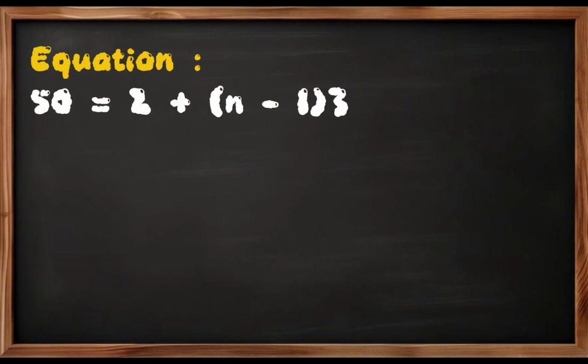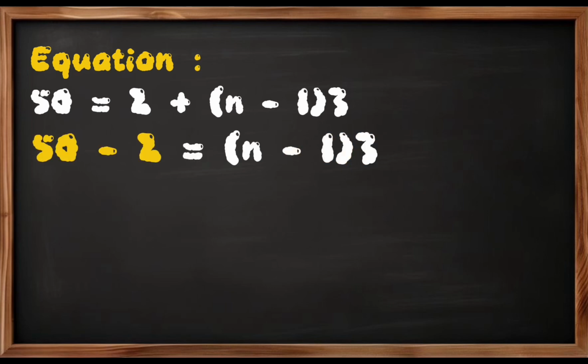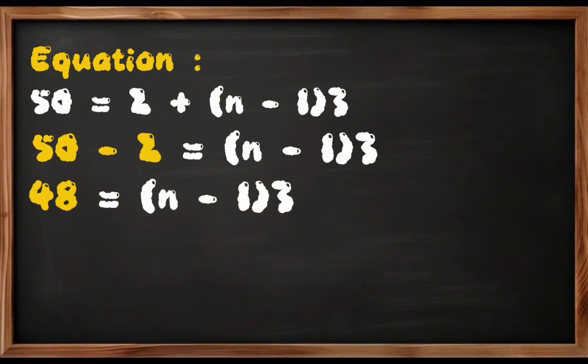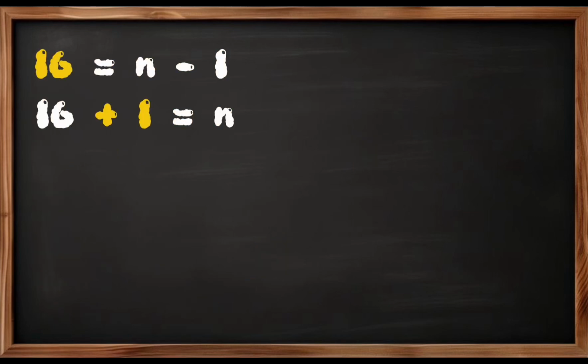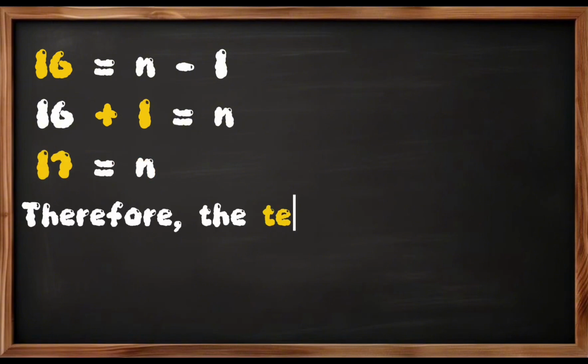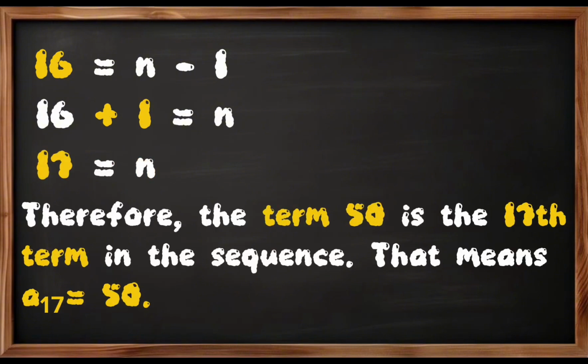Got it. Let's solve it directly. We want to get the part with n alone. So, we'll move the 2 to the other side, which makes it negative 2. 50 minus 2 is 48. Next, we divide both sides by 3. And finally, we'll move negative 1 to isolate n. Therefore, the term 50 is the 17th term in the sequence. That means a sub 17 is equal to 50.